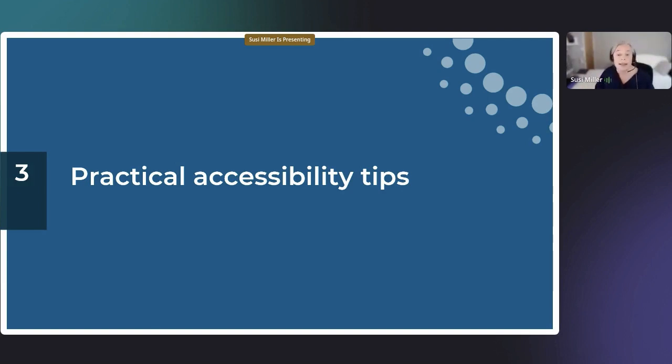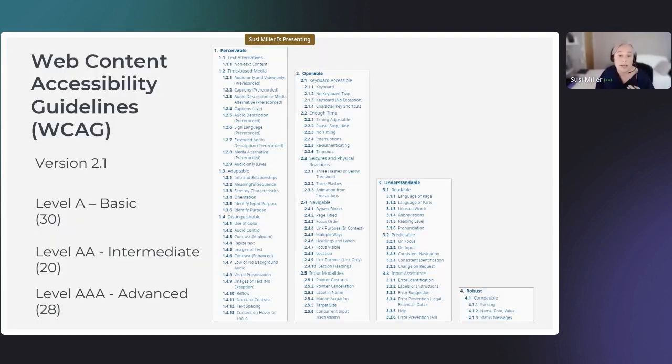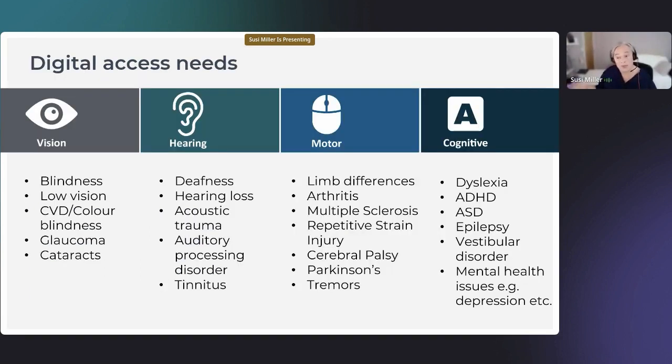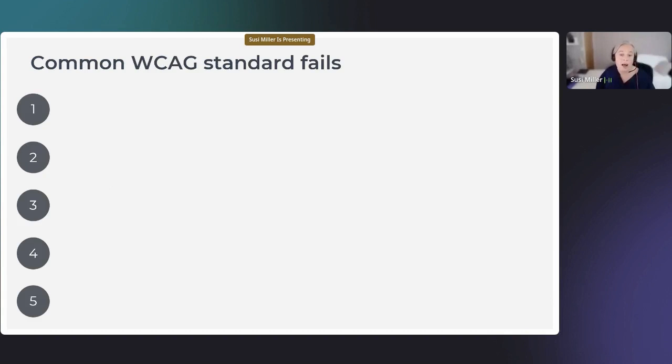So all of the tips we're going to look at now will help us to pass one of the 50 WCAG level A and AA standards, which, as we mentioned earlier, are a legal requirement for many organizations and best practice for everyone else. I've chosen these particular issues because I wanted to make sure that we cover a full range of access needs: vision, hearing, motor, and cognitive. And also because they all feature in the Ella Hub list of the 10 most common WCAG standard fails that we still identified in our learning audits.